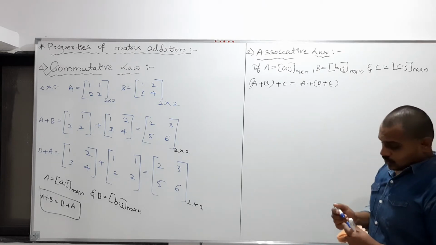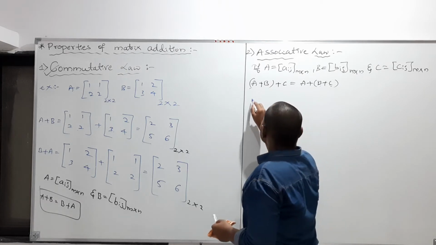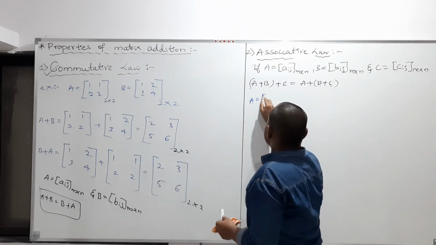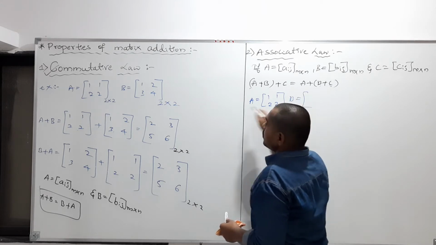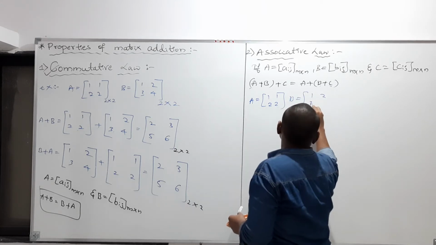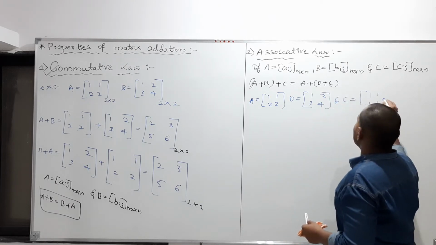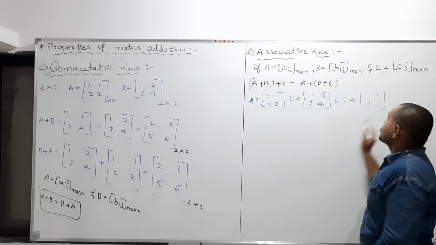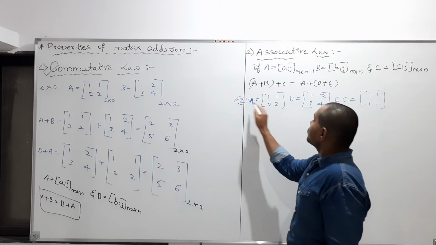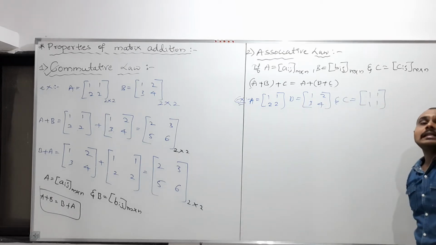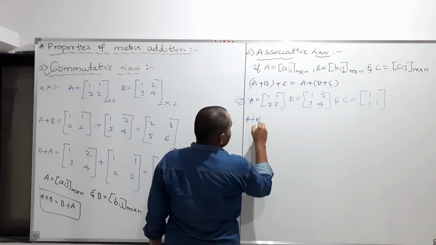You can check like this only. So I will take the same example. I will take this A value as the same value I am taking here, 1 1 2 2, and another matrix B equals 1 2 3 4, and another matrix C as 1 1 1 1. My dear students, this is the example I am discussing here. So what is this? A, B, C are the three matrices, my dear students. So first I will add A plus B. So what is A plus B?